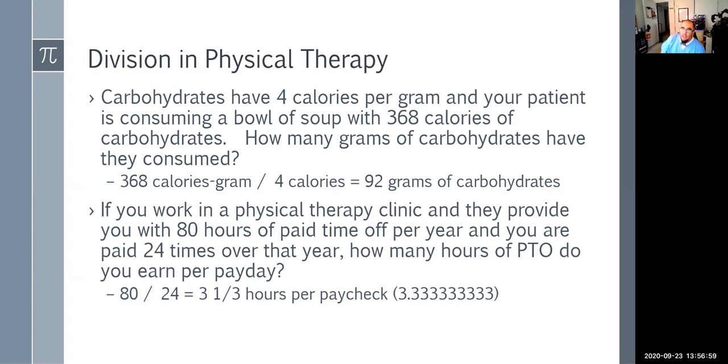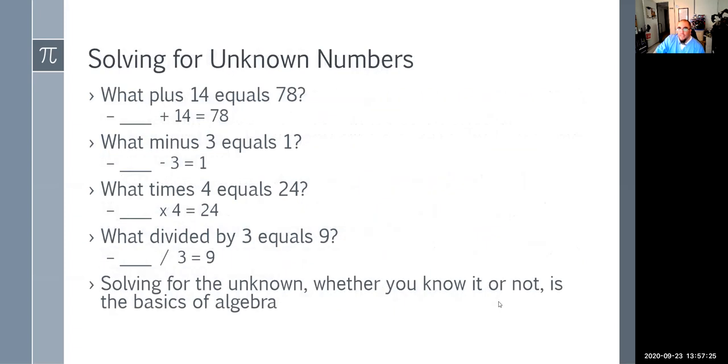So in this case, you're earning about 3 1/3 hours per paycheck. So if you want to take that 40-hour vacation, you need to know how many paychecks you have to work before you can take that 40 hours, right? Or you could be like me and just have your PTO be capped and never take any vacation. Either way, it works. But that's an important part of your salary, is your vacation.